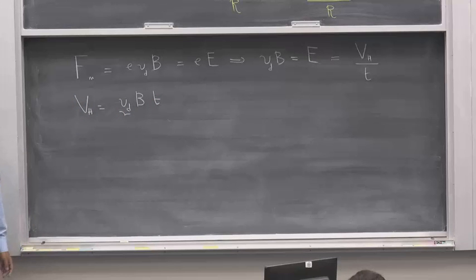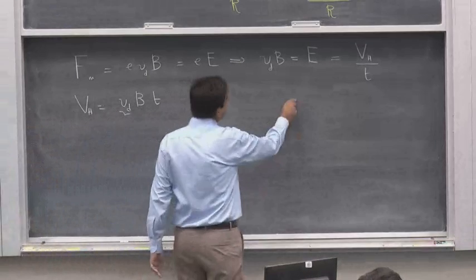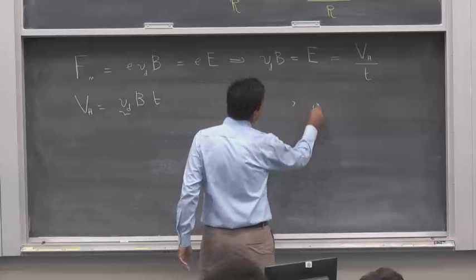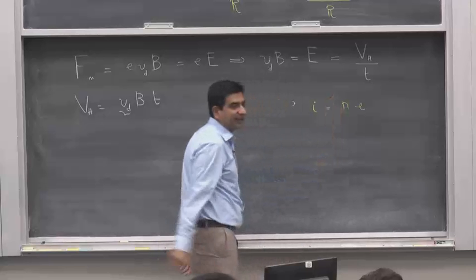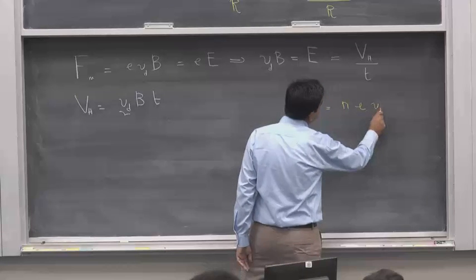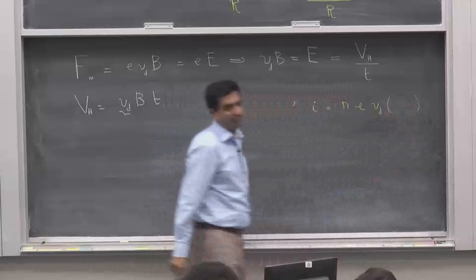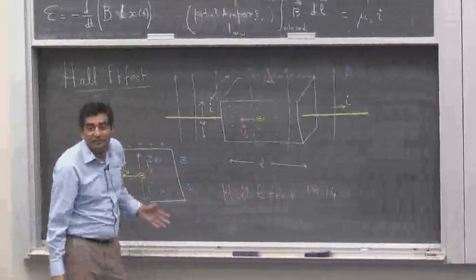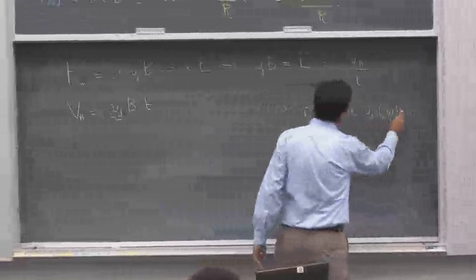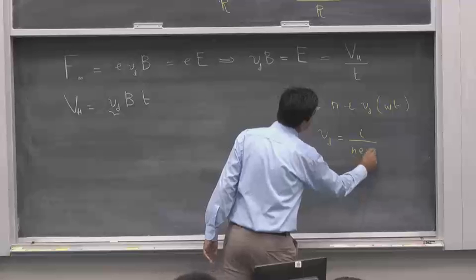So what I know is the current. Is the drift velocity related to the current? Yes, it is. And what is the relationship? Current I equals the charge carriers per unit volume n, times the charge on a single carrier e, times Vd, times the cross-sectional area. What is the cross-sectional area through which the current is flowing? W times T. This makes my Vd equal I over n e W T.